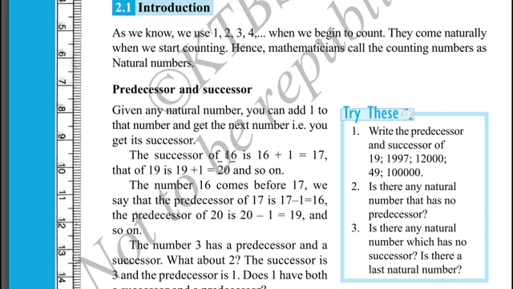Similarly, if the given number is 16, the successor of 16 is 17. That is, the next number after 16 is 17. The number 16 comes before 17. We say this as predecessor of 17. If 17 is the given number, the previous number 16 is called the predecessor of 17.